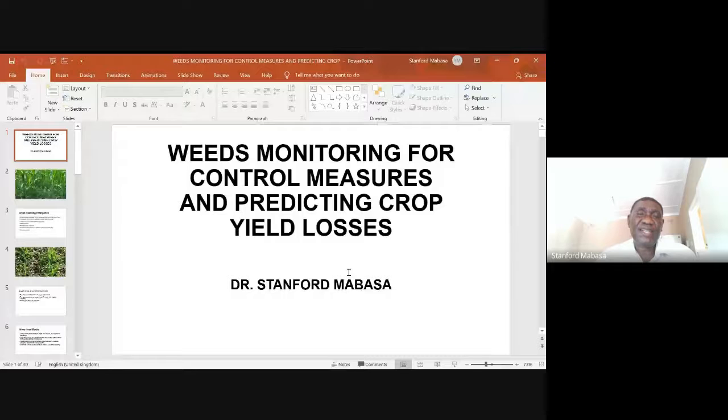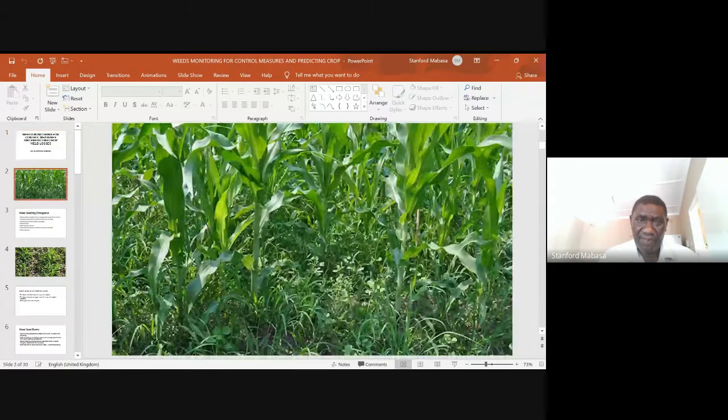So, weeds monitoring for control measures and predicting crop yield losses. Here we've got a field of maize with weeds. How can we estimate the impact of these weeds in the crop? How much of the crop yield loss is due to these weeds?